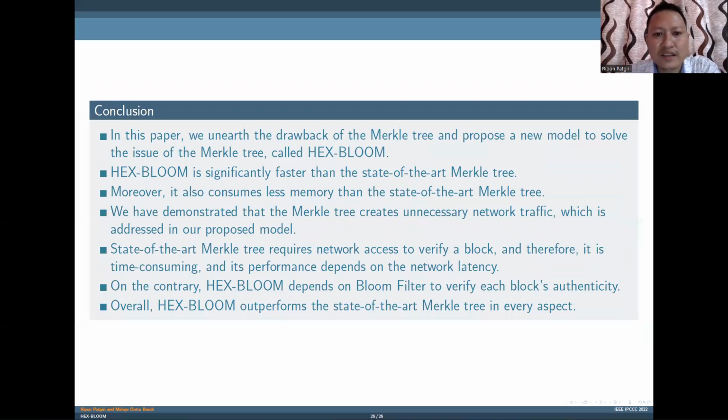So in this paper, we unearthed the drawbacks of the Merkle tree and propose a new solution that is called HEX-BLOOM. HEX-BLOOM is significantly faster than the state-of-the-art Merkle tree, which is presented using big O notation. Moreover, it consumes less memory than the state-of-the-art Merkle tree. We have demonstrated that the Merkle tree creates unnecessary network traffic, which is addressed in our proposed system. State-of-the-art Merkle tree requires network access to verify a block, and therefore it is time-consuming, and its performance depends on the network latency. Overall, HEX-BLOOM outperforms the state-of-the-art Merkle tree in every aspect.